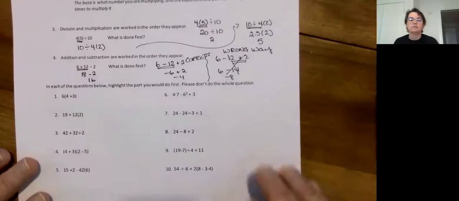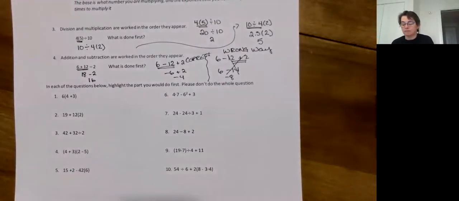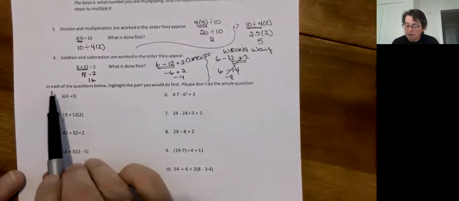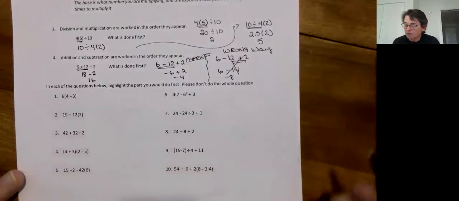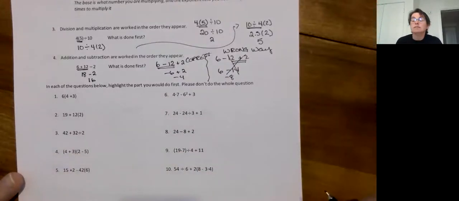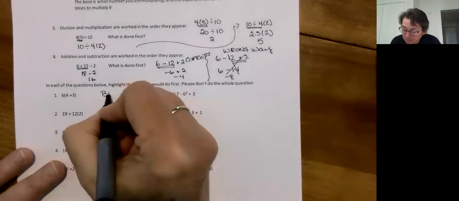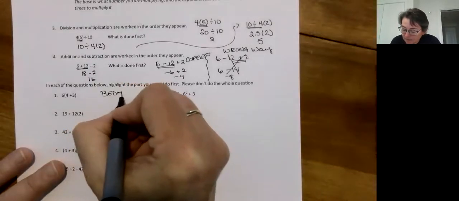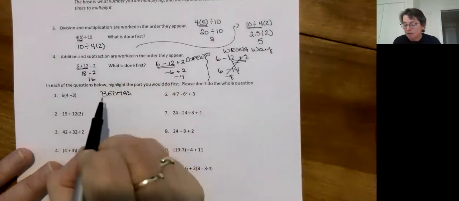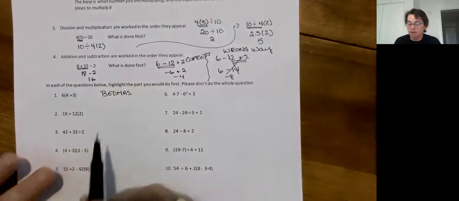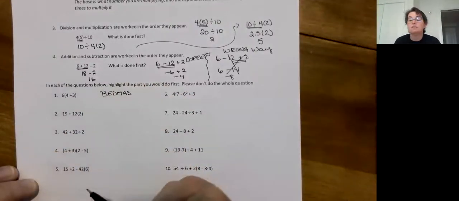All right, so don't panic. Those look really scary, but all I want to do in each of the questions, highlight the part you would do first. Don't worry about the whole question. And what you do is I'm going to write BEDMAS in the middle. And you go through each of these, and whichever one you hit first in your question is the one that you do first.